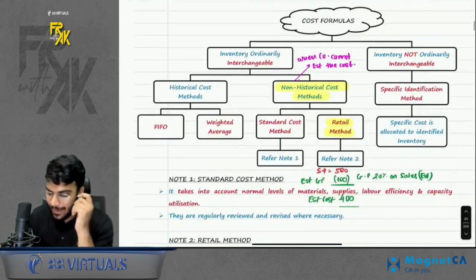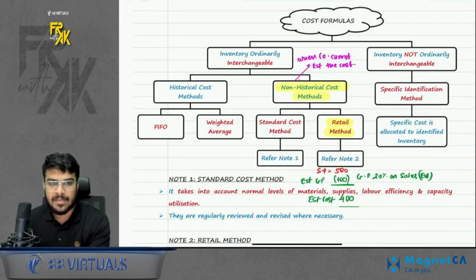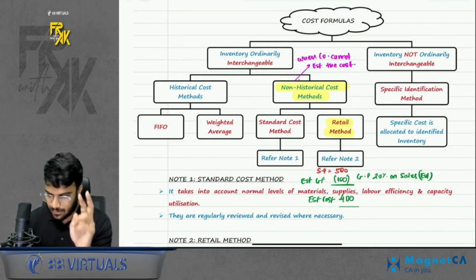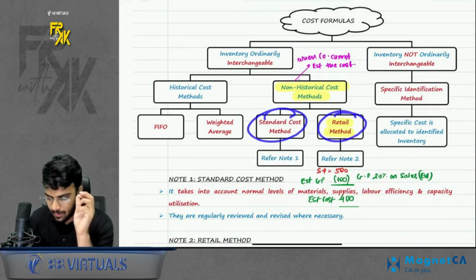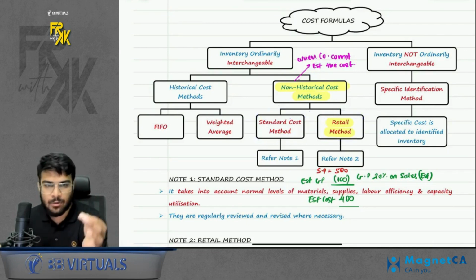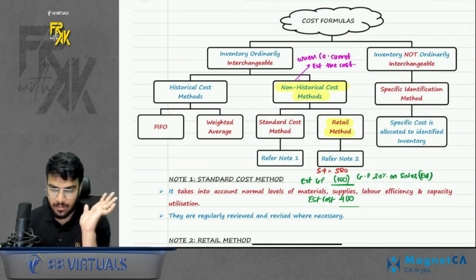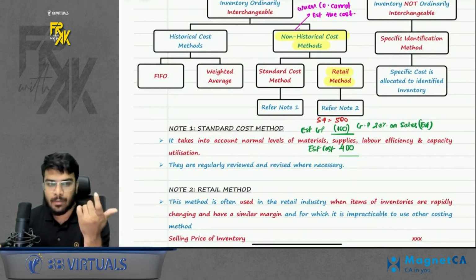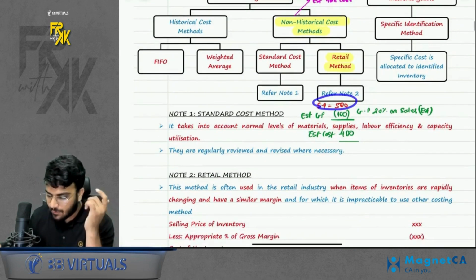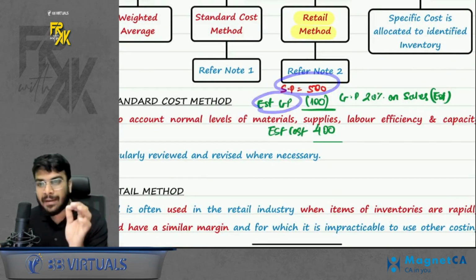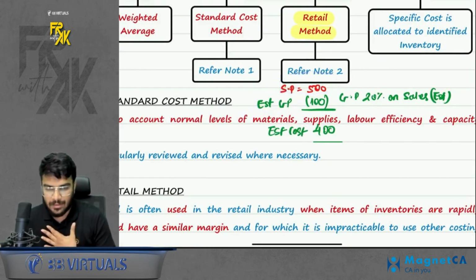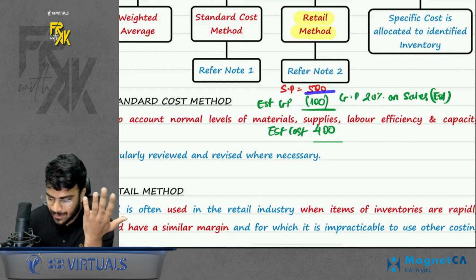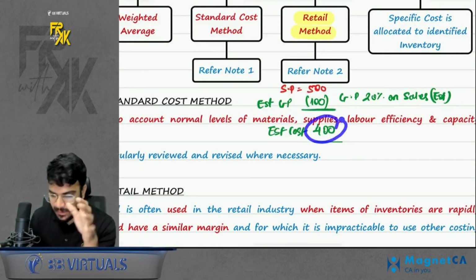But sometimes estimating the cost itself becomes difficult. In that case, you have two methods: the standard cost method and the retail method. In the standard cost method, we apply the standard costing technique, which we learn in the costing chapter, right? In the retail method, what do we do? We do a reverse calculation. We have the sales figure. We calculate the estimated gross margin in our business. Estimated. So from the selling price, you deduct the GP, and you get the estimated cost.